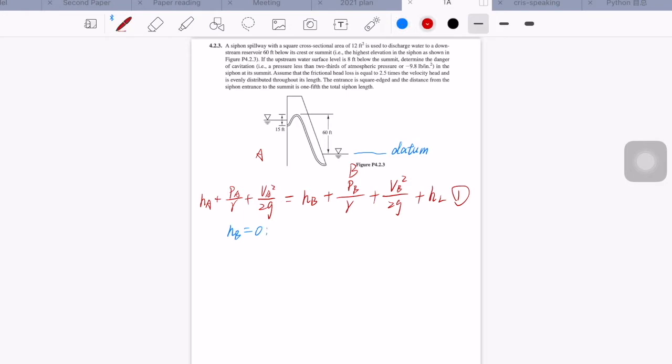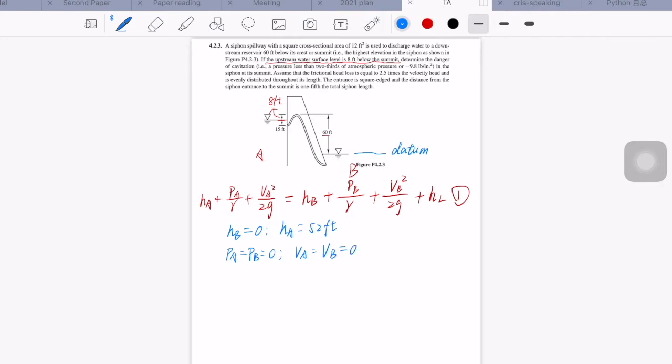Since the upstream water surface level is 8 feet below the summit, this is 8 feet. And we also know the height from the summit to the downstream reservoir is 6 feet. So we can get that HA equals 52 feet. Because the two reservoirs are both exposed to atmospheric pressure and the velocity at the reservoir can be neglected, we will have that PA equals PB equals 0 and VA equals VB equals 0.